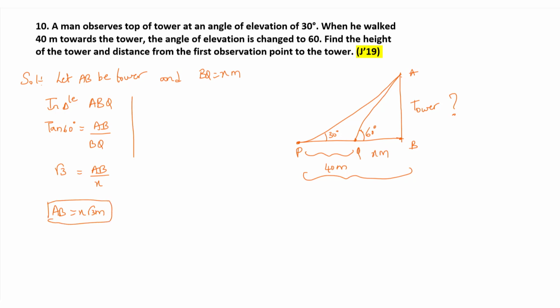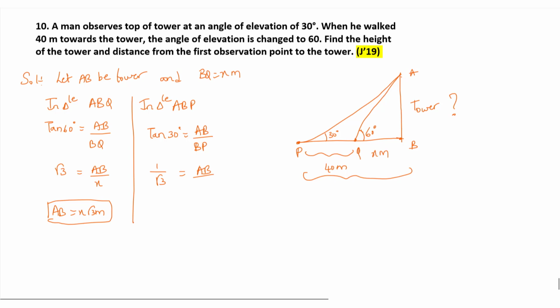Next, in triangle ABP, tan 30 is equal to opposite by adjacent. Adjacent here is BP. Tan 30 will be 1 by root 3, whereas AB we don't know, and BP is 40 plus x. Hence we got AB as 40 plus x by root 3.